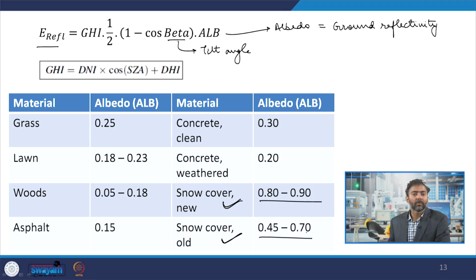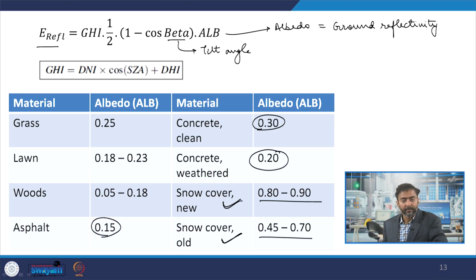Then other standard surfaces like grass, concrete, lawn, woods and asphalt have different values. If you have an asphalt road, it is 0.15. If you have a concrete surface which is slightly old and weathered, it is 0.2. If you have clean concrete, it is 0.3 and so on. Usually when we do the estimation, especially for a rooftop PV system, then definitely we go for the value 0.2, concrete weathered. And usually for our utility scale plants also, because as you can see the other numbers are in the same range and we want to take a conservative estimate.